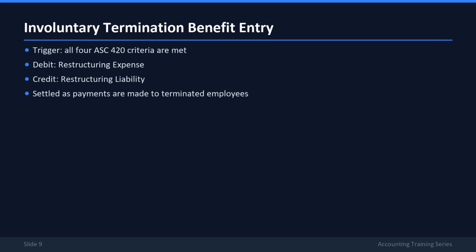For involuntary termination benefits under ASC 420, the entry is recorded only when all four criteria are satisfied, including communication to employees. The entry is a debit to restructuring expense and a credit to restructuring liability. As individual severance payments are made over the following weeks or months, each payment reduces the restructuring liability with a debit to restructuring liability and a credit to cash. The restructuring liability should be reviewed at each balance sheet date and adjusted if the estimate of total benefits changes.